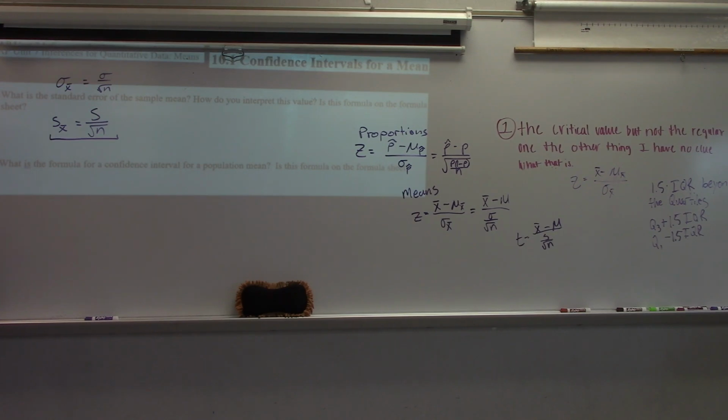How do we interpret this? So it is an estimator. I wouldn't say it's how we interpret it, but it is important to remember it is an estimator. An estimator of what? Of sigma sub x bar. But what does it mean? How do we interpret this value?